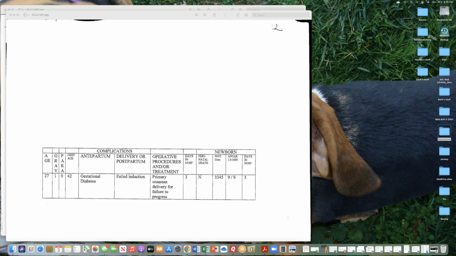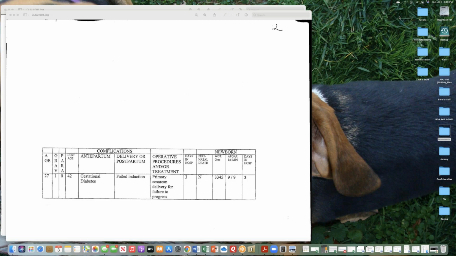Okay. I probably would have added some sort of detail about what they did for induction, to support that they had failure to progress just before listing the C-section. That's all that really jumps out at me. Okay. Very good. So let's go over this one. Again, if anyone has any comments, please feel free to raise your hand.